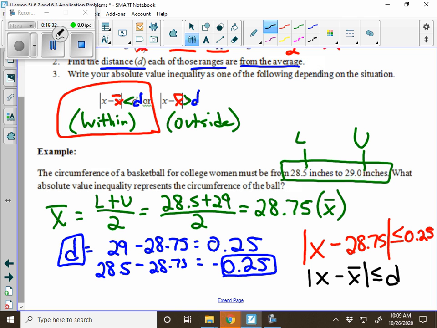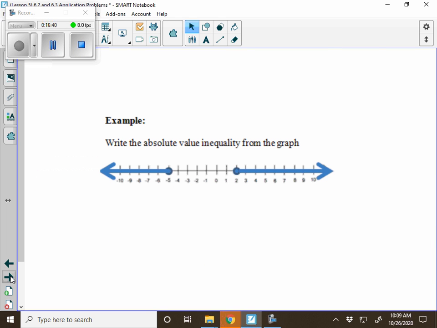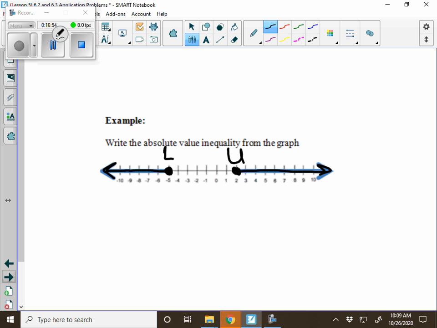Last thing to do today, try that same procedure with this problem. Here is your lower range and here is your upper range. Your inequality will be based off of how these arrows are. Everything else is the same. First find that average, the lower plus the upper divided by 2. Then find the distance between your average and the endpoints.